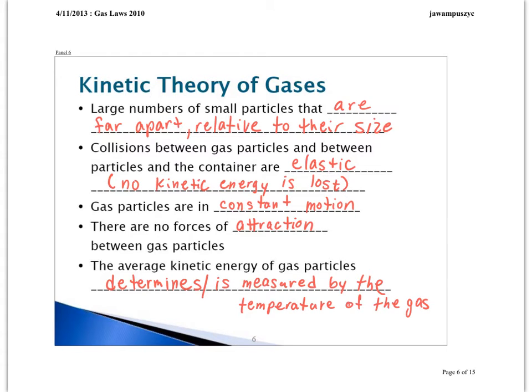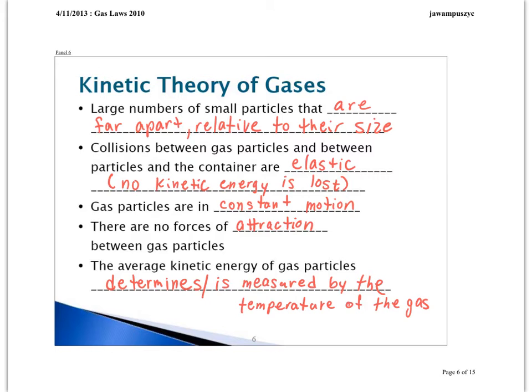Remember that an ideal gas is one that subscribes to all of these rules of the kinetic theory, namely that the particles are far apart relative to how big they are. Any bouncing around that they do, either off the walls of their container or off each other, is something referred to as elastic. That means they're not losing any energy. Kinetic energy is conserved, is how we say that in physics. Gas particles are in constant motion. There are no van der Waals or other weak forces of attraction, we ignore those.